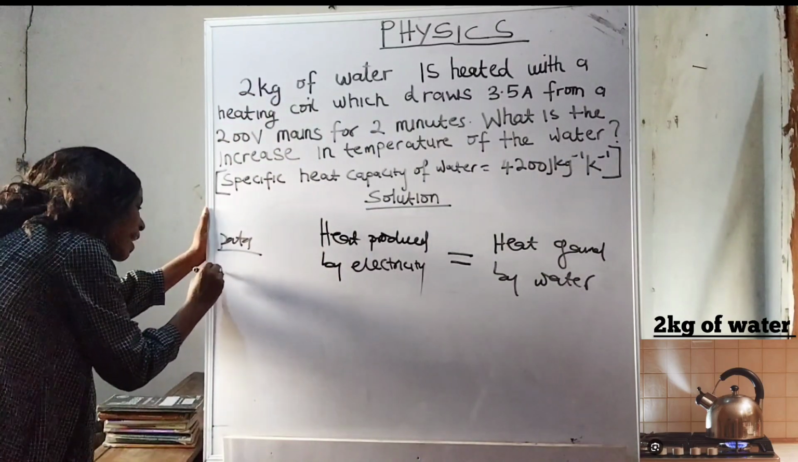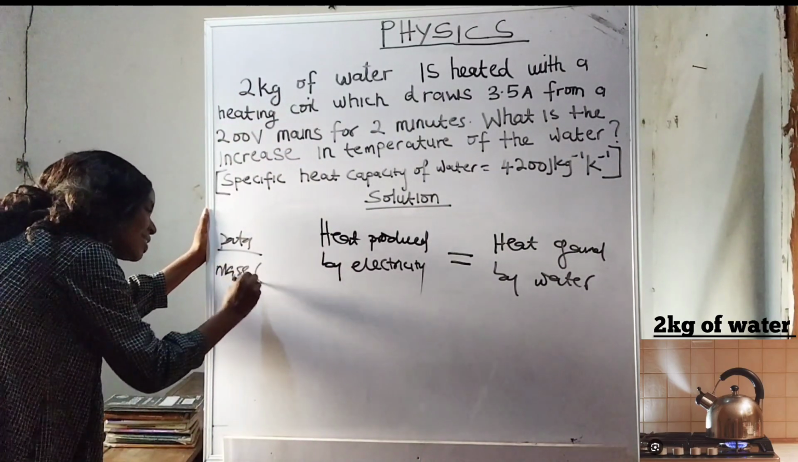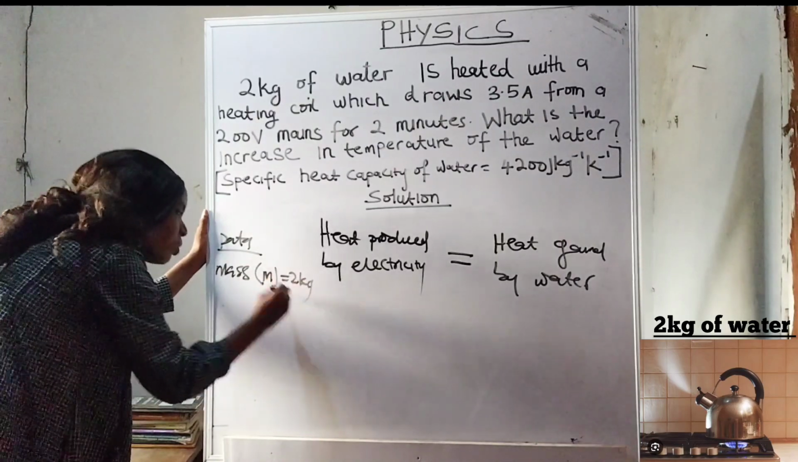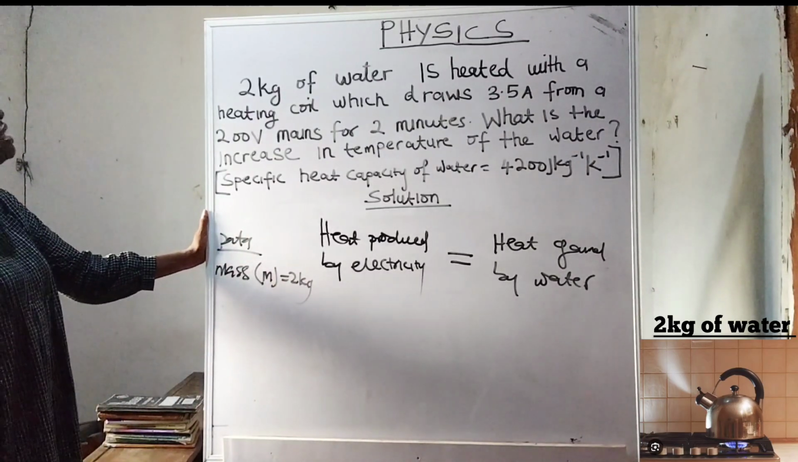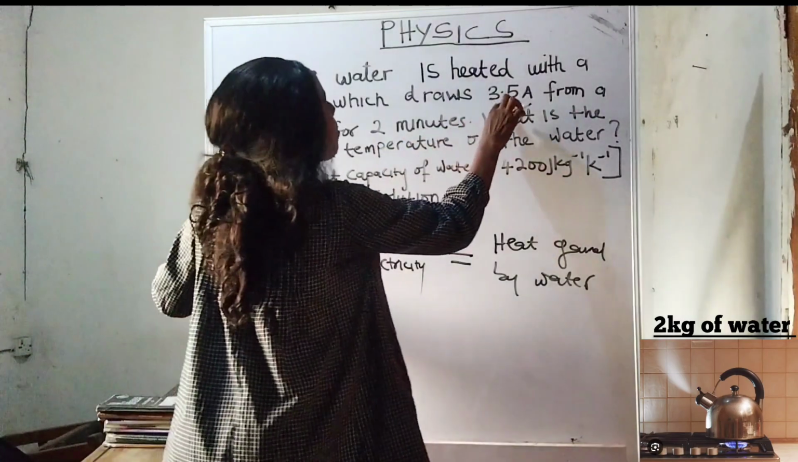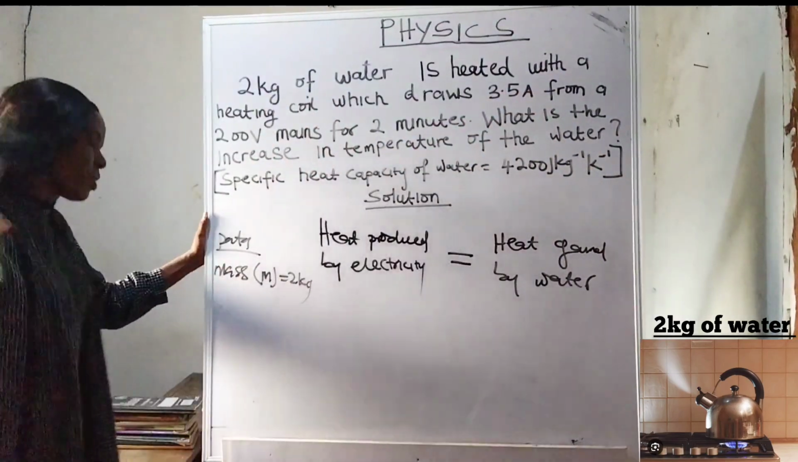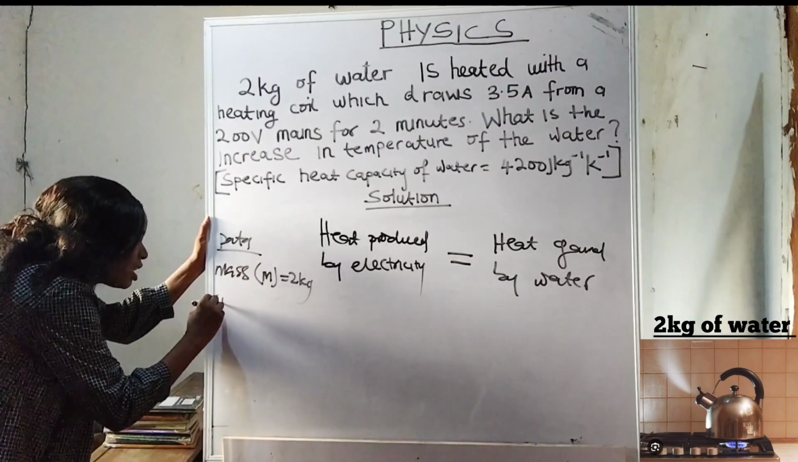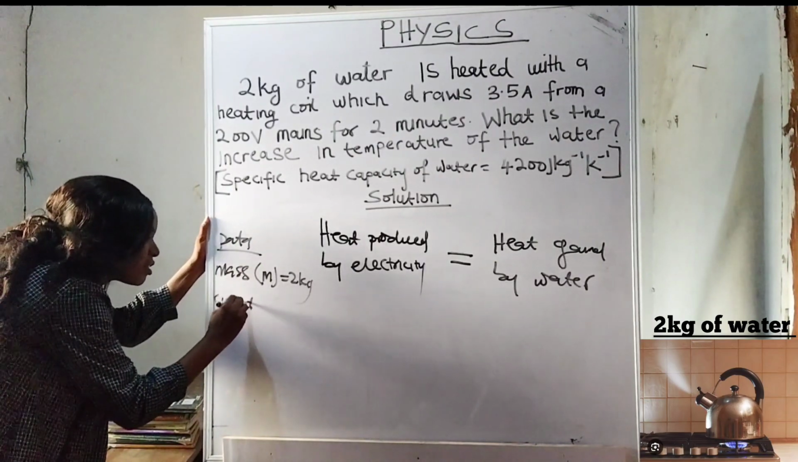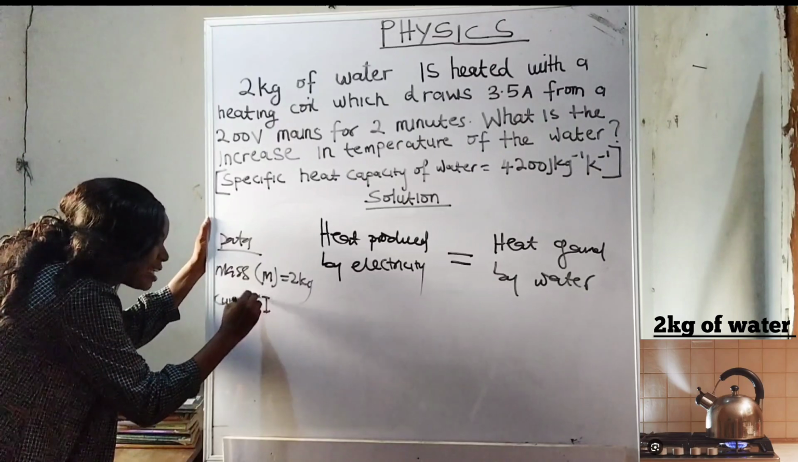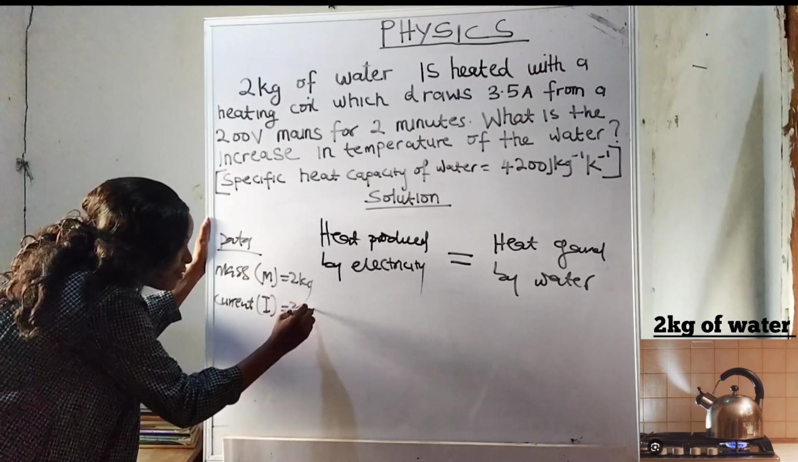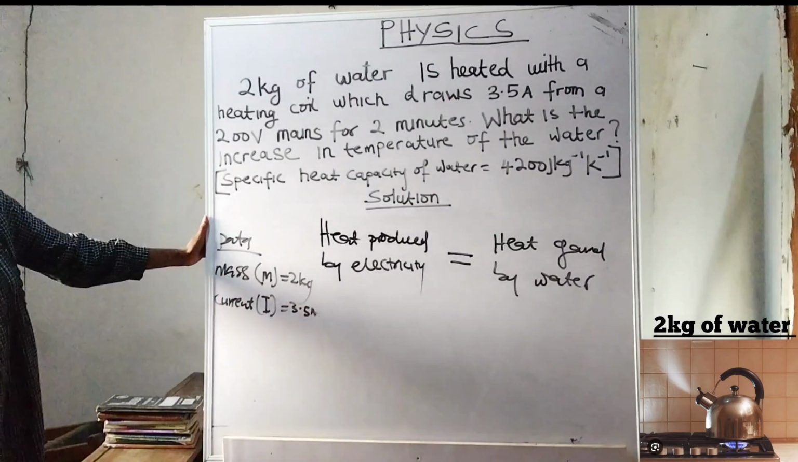So I write mass, which is denoted by m, is equal to 2 kilograms. The next one is 3.5 amperes. Ampere is current, so I write current, which is denoted by I, is equal to 3.5. Okay, what other information is given to us?